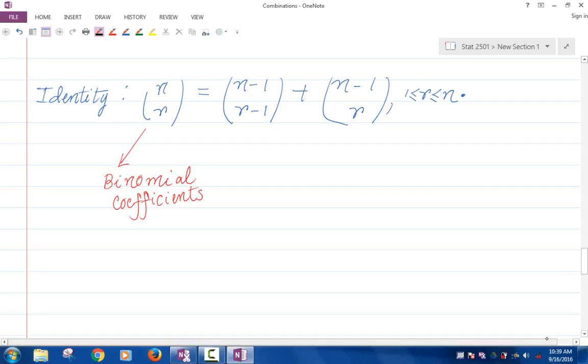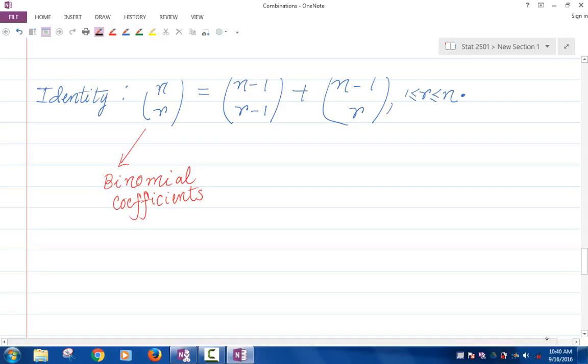Here I have an identity. What I'm saying in this identity is that n choose r is the same as n minus 1 choose r minus 1 plus n minus 1 choose r. Okay? Does anyone have a proof of that? Can you prove that identity?